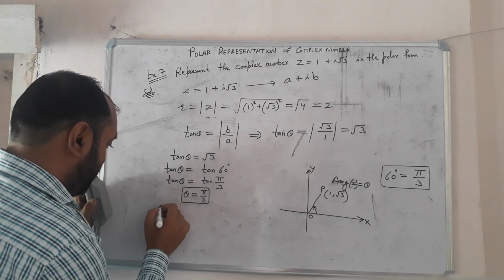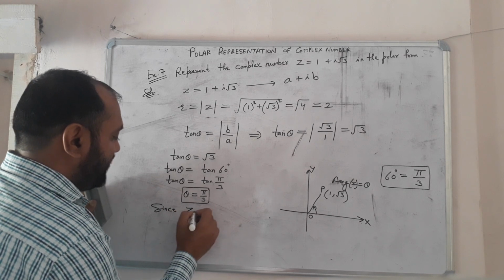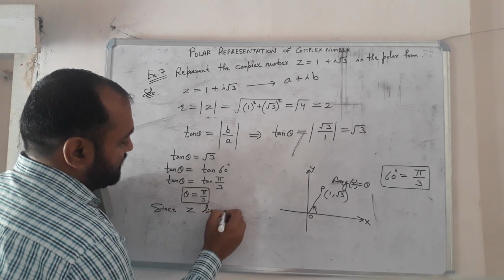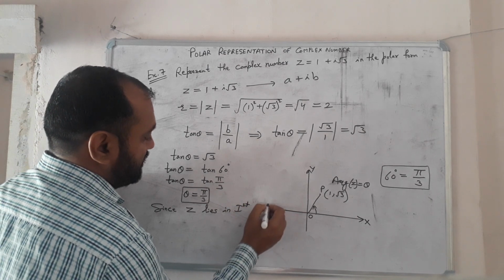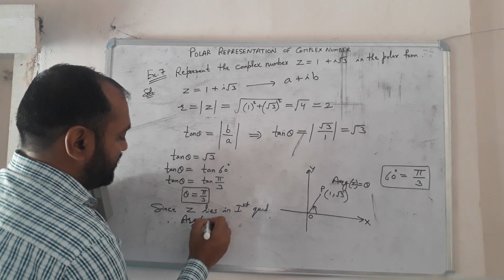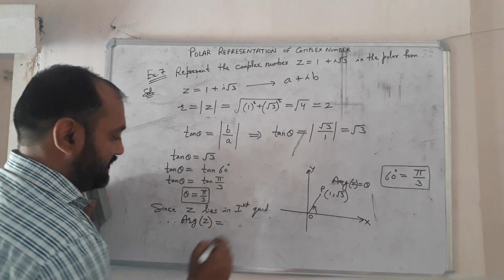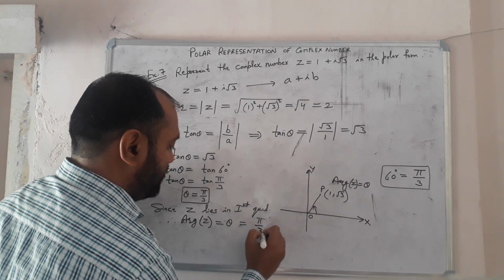So there, what will you write here? Since z lies in first quadrant, therefore argument of this complex number is theta, that is equal to pi by 3.